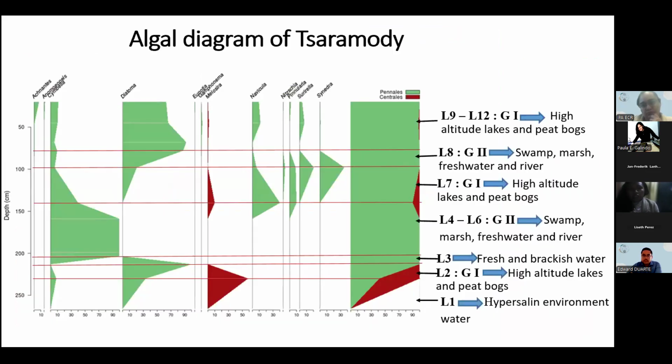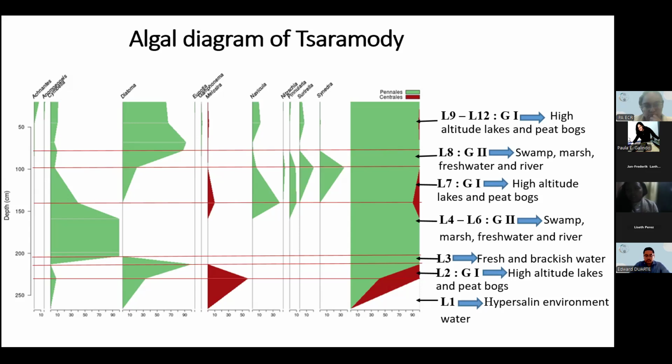So we see the change in diatom assemblages. It reflects a sequence of environmental transformations. It begins with hypersaline water, then a high altitude lake and peat bogs, then a marshy environment, and then this three-environment characteristic is repeated again through to the highest level.